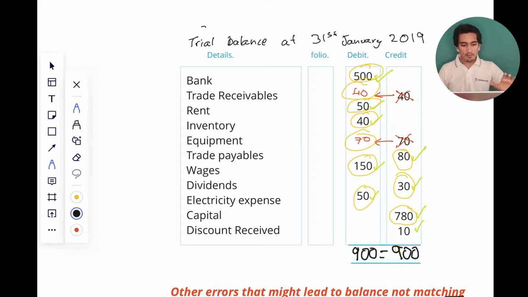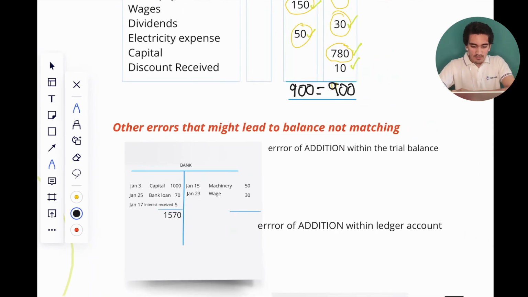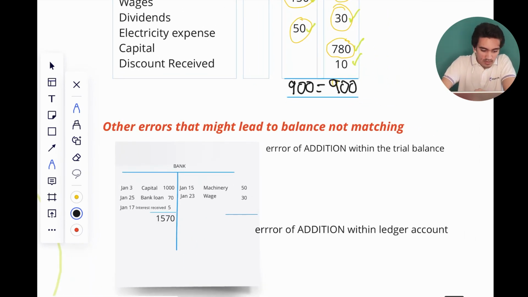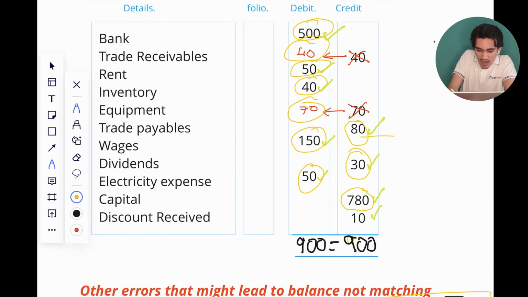Great. Apart from this error of putting our accounts on the wrong side, debit and credit, there are other kinds of errors too. So let's check them out. Firstly, we have the error of addition within the trial balance. What do we mean by that? For example, I added my 80 and 30 in my trial balance as 140 instead of 110. So this is an error of addition in my trial balance.